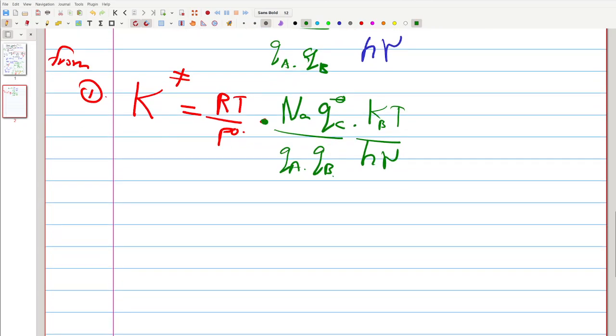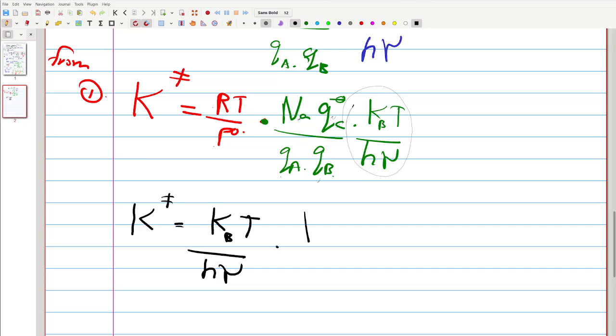Because there are so many things going on in this one, we modify this expression like this. K double dagger equals, we keep this one out. This is the vibrational partition function, and that's what's going to be changing during the course of the reaction, so we write it outside like this. The k_B T over h nu part can move because all of these are constant: standard pressure, Qa is a constant because nothing is changing in the A molecule, Qb is a constant, and this represents all of the partition coefficients which don't change. Na is the Avogadro number, a constant. All of them are constants.